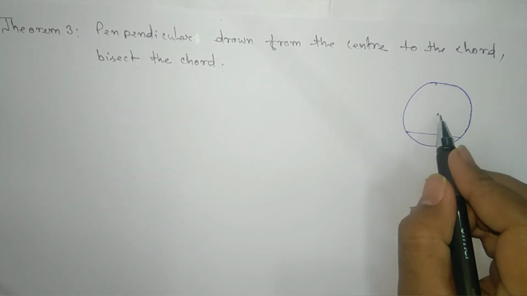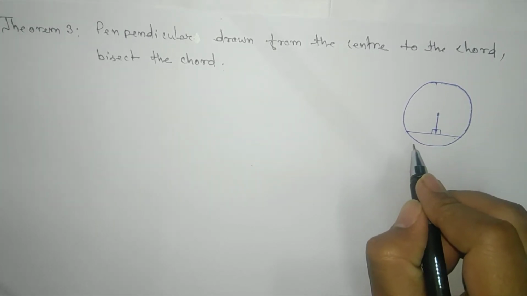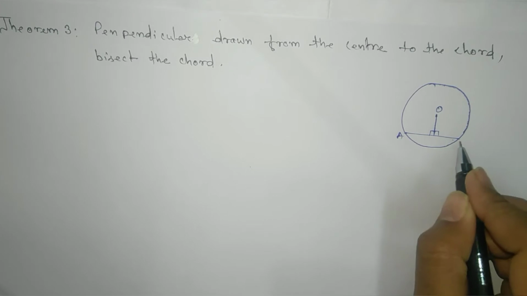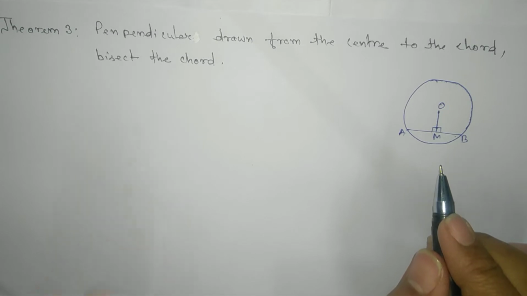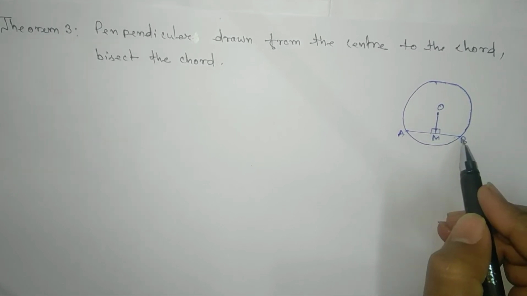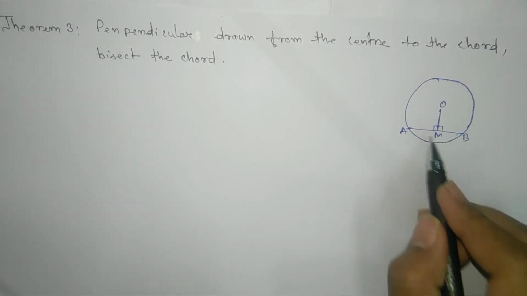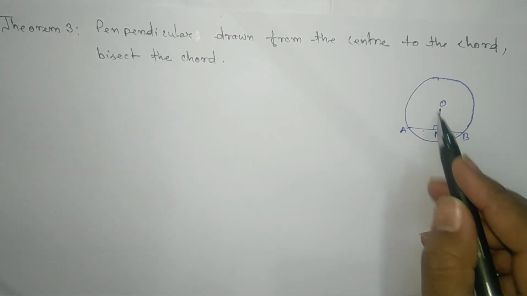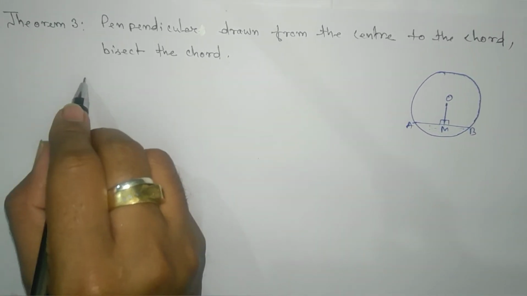Now it says that from the center, if we draw a perpendicular, it should be 90 degrees, because height should always be at 90 degrees. So here we're taking OM perpendicular to AB. Then what does this statement mean? This says that if OM is perpendicular to AB, then AM equals BM. That means if your AB is 6 centimeters, then AM is 3 centimeters and BM is 3 centimeters. This OM bisects AB.